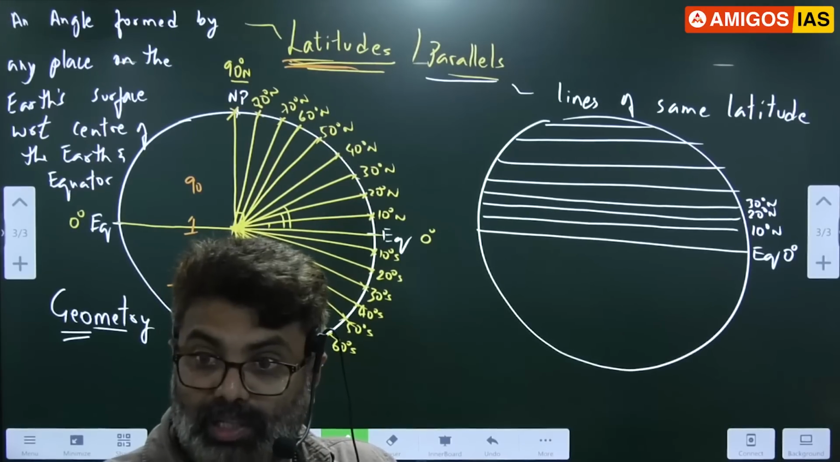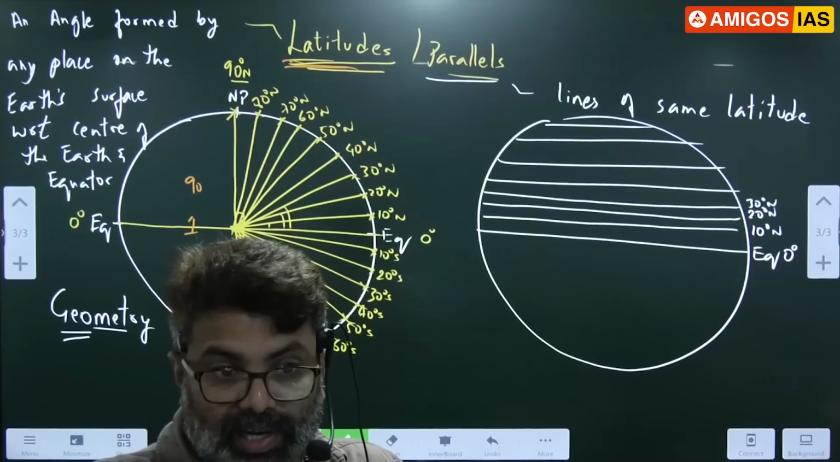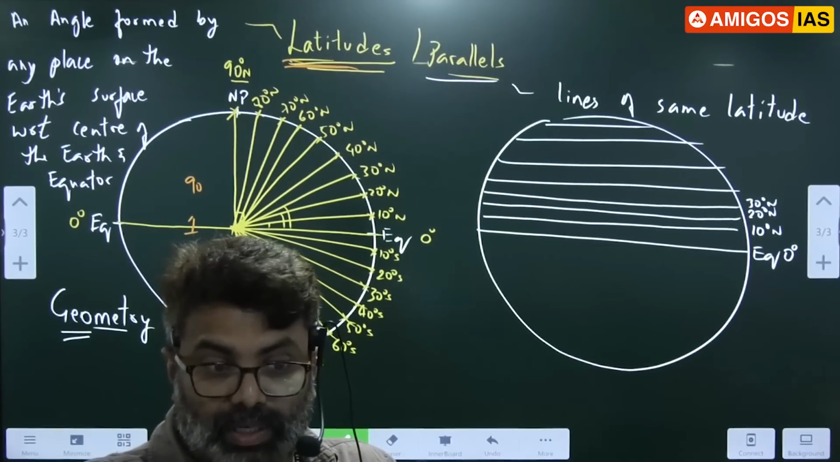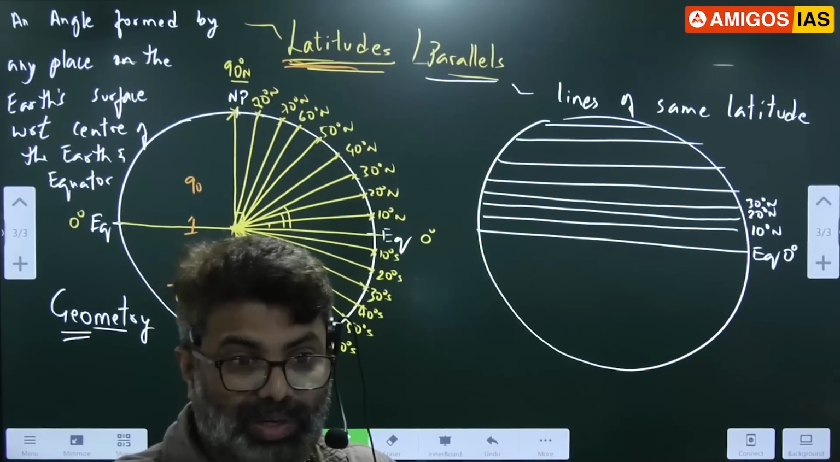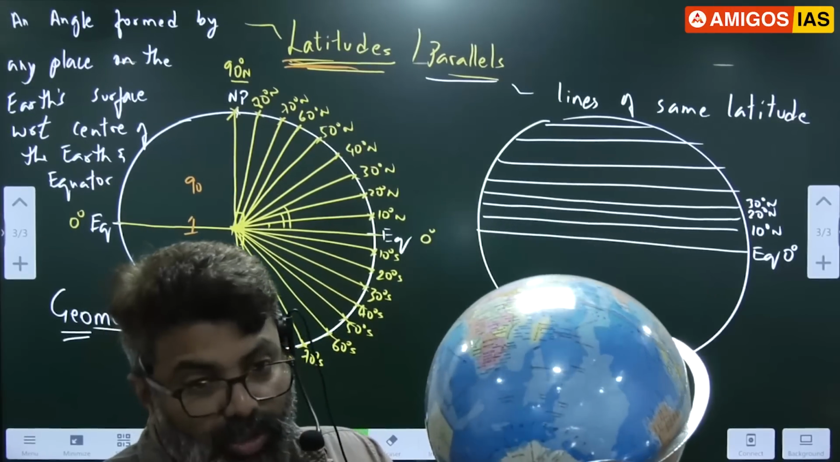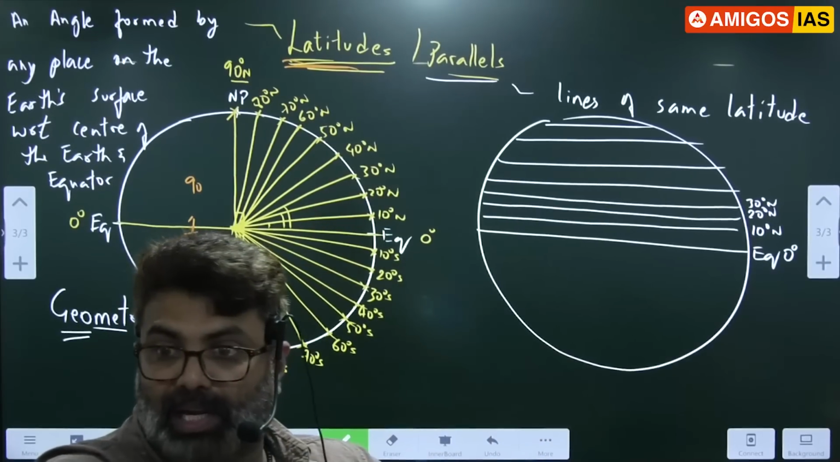For drawing a parallel, there should be more than one point with the same angle. 89, 89, 89 we will get. 88 we will get. 90 we will not get because 90 is just one point. 90 north is one latitude. 90 south also is one latitude. Except these two points, we can draw many parallels.